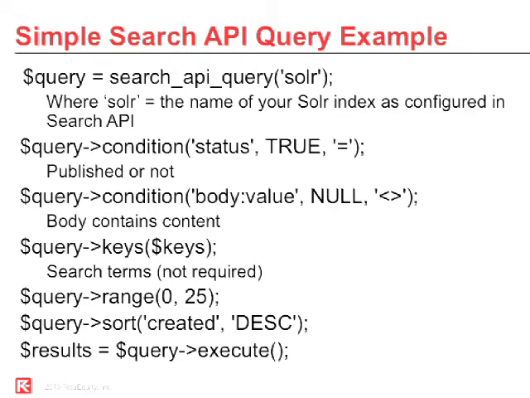Here's something we did not use, but you can query keys. So there's your search terms. And then, of course, you've got your range and your sort. Pretty simple stuff. But anyway, once you execute that, you're going to get a nice big blob of stuff that you can go through and do something with. I believe it just kicks back an array.